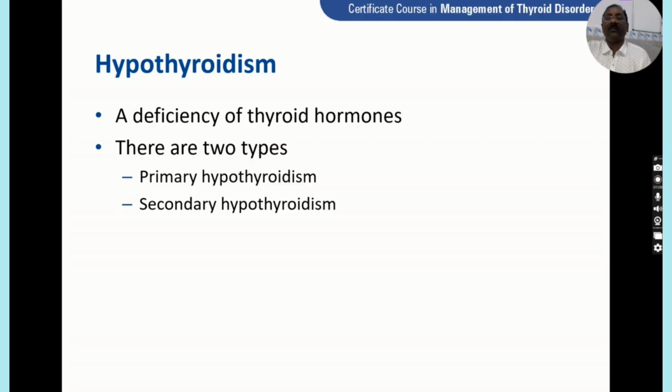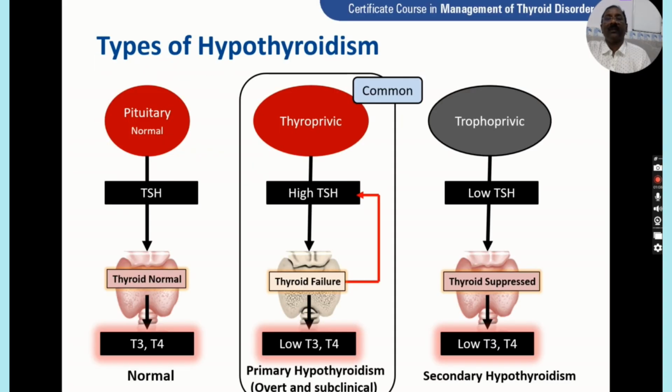Hypothyroidism is a deficiency of thyroid hormones, of 2 types: primary and secondary. So the types of hypothyroidism here. In a normal patient, the pituitary secretes TSH normally and the thyroid gland secretes T3 and T4 normally. Thyroprivic means high TSH, with thyroid failure, low T3 and low T4: this is primary hypothyroidism. With low TSH, the thyroid is suppressed, so there will be low T3 and low T4: this is central hypothyroidism.